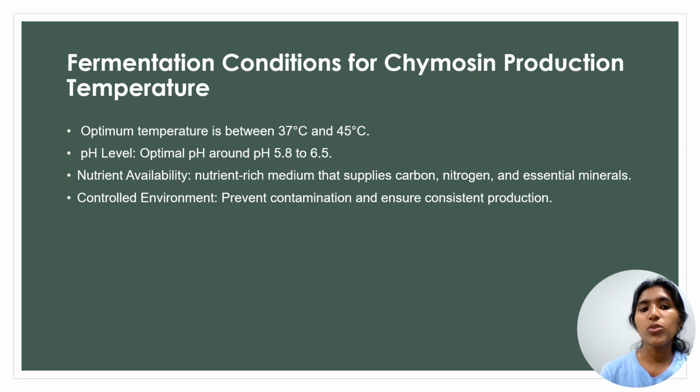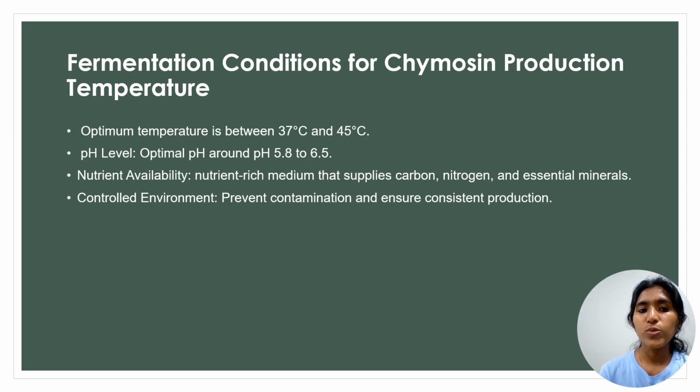The optimal temperature is between 37 degrees Celsius and 45 degrees Celsius. This ensures the microorganisms are active and productive. Next, the optimum pH level is around 5.8 to 6.5, and this is very crucial for the enzyme's activity and stability.